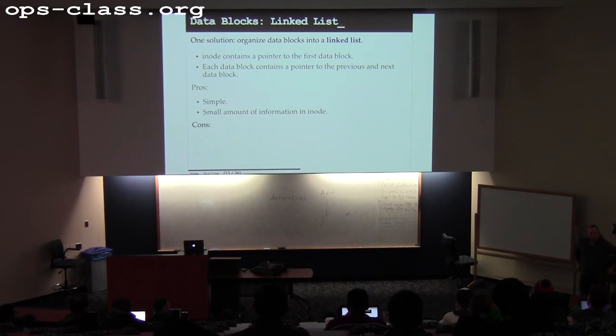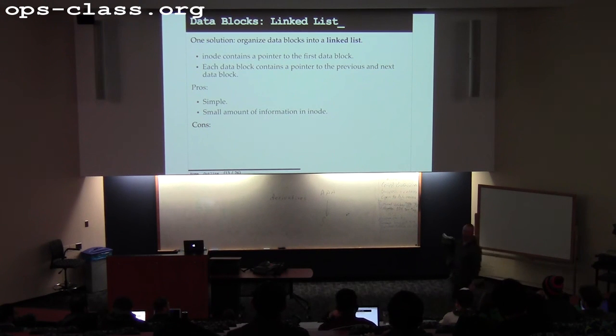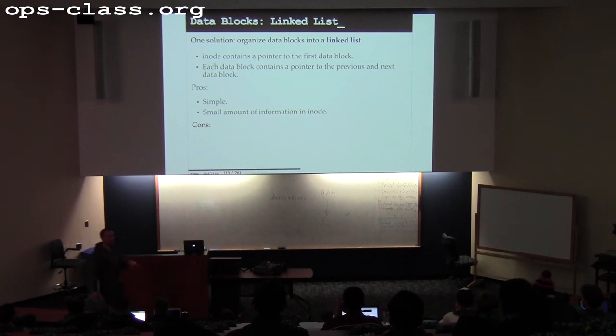What else? What's a problem with this? There's one kind of disgusting programming grossness problem here. Can anyone identify what it is? How is this going to make you sad? Yes? Okay, so that's an algorithmic bit of grossness, which is I have O(n) lookup time to get to a random location. So that's sad.